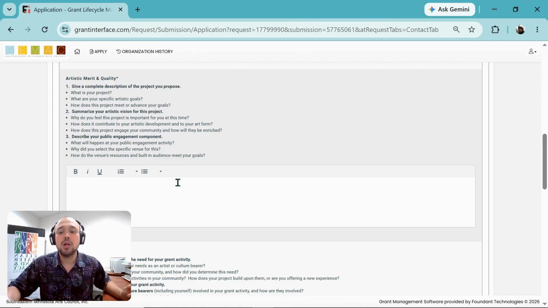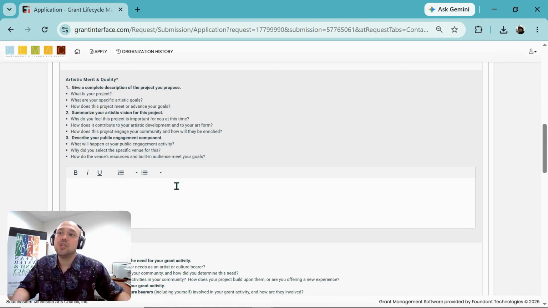Finally, notice how closely connected the different parts of the application are. Her artistic goals, public engagement plans, venue selection, and community impact all reinforce one another. Nothing feels disconnected or added simply because the application asks for it. Instead, every section contributes to the same overall story, making it much easier for reviewers to understand the project as a whole.